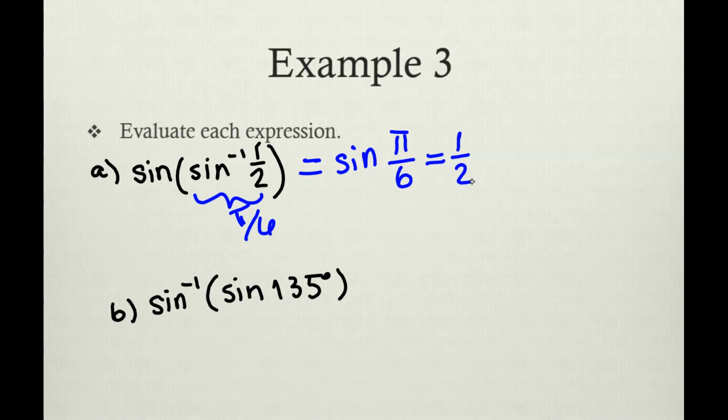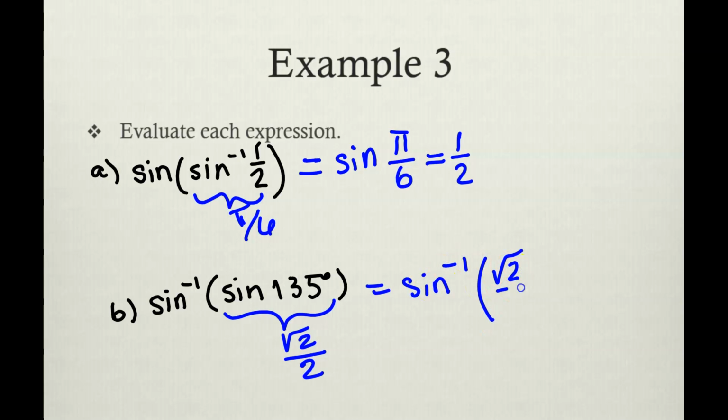The second example, sine inverse of sine 135 degrees. Because sine of 135 degrees is equal to radical 2 over 2, think about reference angle. Sine inverse of radical 2 over 2 will be the angle between negative 90 and 90 degrees. It will be 45 degrees.